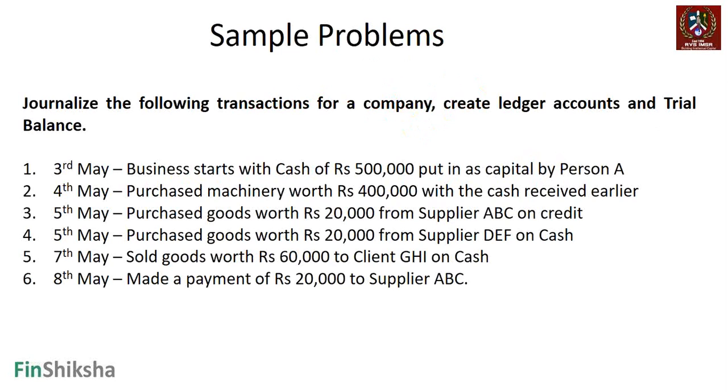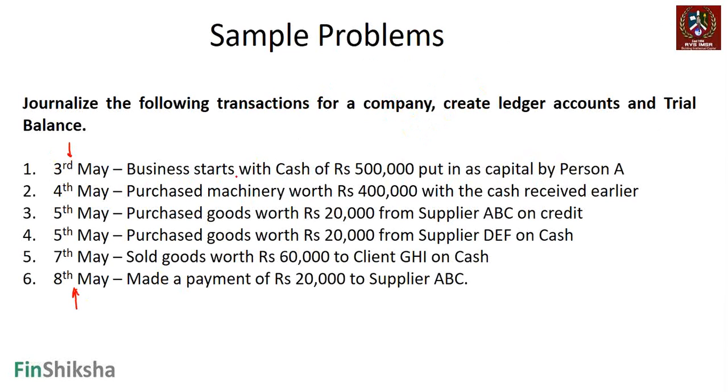Let's say we have to journalize the following transactions for a company, create ledger accounts, and the trial balance, right? Because journals are created in chronological order, we have a set of 6 transactions starting 3rd of May going on till 8th of May, any particular year. And the transactions involve a series of works as the company goes towards building its business.